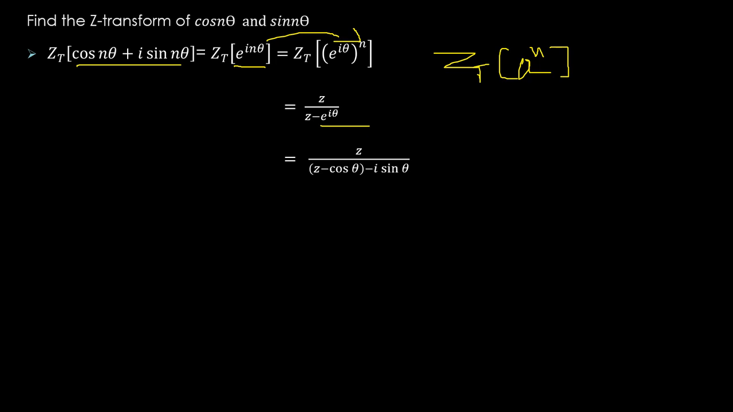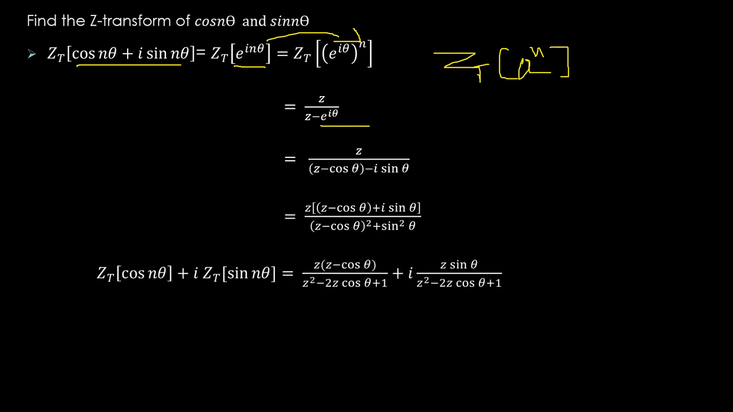In order to separate the real and imaginary part, multiply and divide by the conjugate of the denominator. So the above equation reduces to the form z transform of cos theta plus i times z transform of sin theta, which is equal to z into z minus cos theta divided by z square minus 2z cos theta plus 1, plus i times z sin theta divided by z square minus 2z cos theta plus 1.